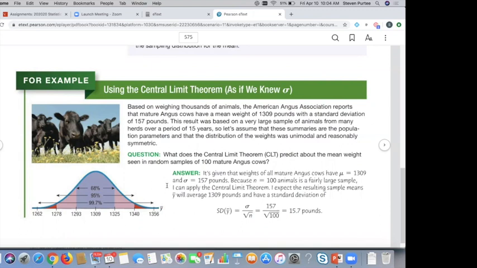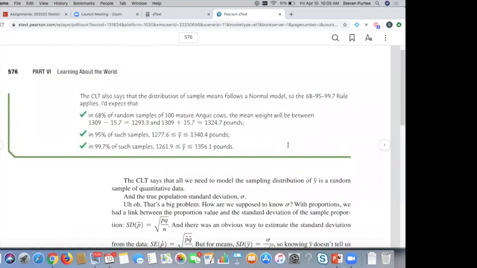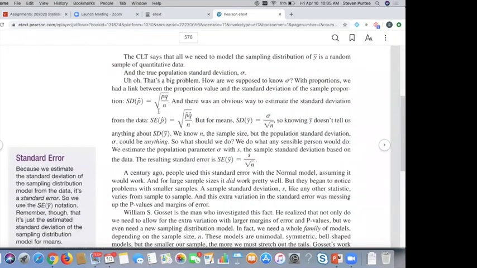Problem is, most of the time we won't know sigma. That's about the whole population. Remember, we're trying to estimate mu here, and if we don't know mu, there's probably no way we're going to know sigma. So when we were doing proportions, we had this good estimate. We did the standard error as square root of p hat q hat over n. So we could try something like that here.